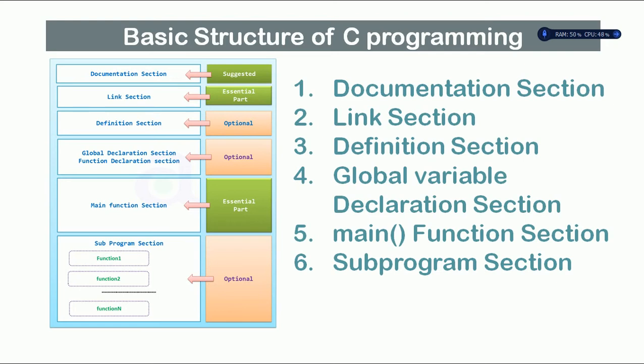Now coming to our first section, the documentation section, which is suggested for every programmer, because it gives basic information about the program, like for what purpose you wrote your program and who wrote that particular program. The second section is the link section, the third is the definition section, the fourth is the global variable declaration, the fifth is the main function, and the last one is the subprogram section. I'll explain in brief each and every section of this basic structure.